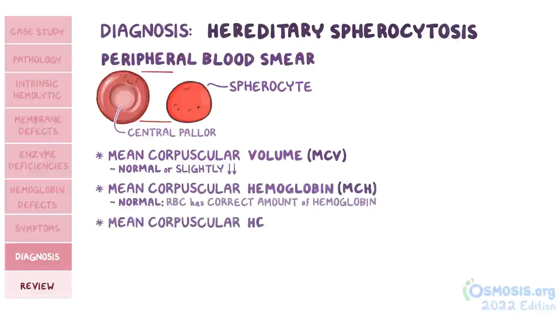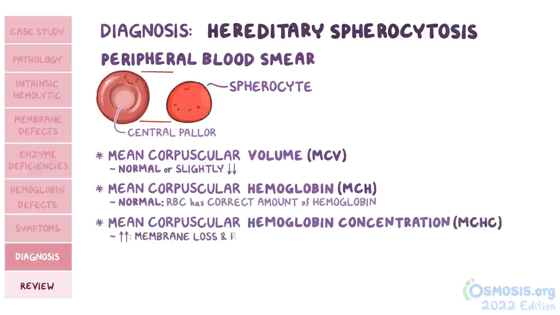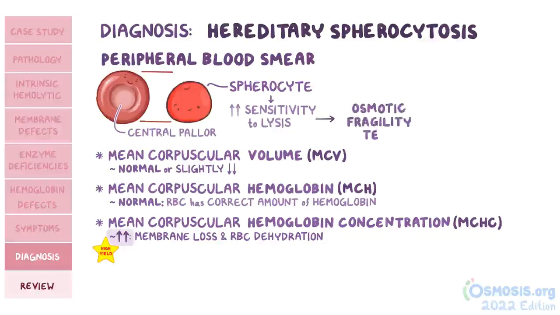mean corpuscular hemoglobin concentration, or MCHC, is increased due to membrane loss and RBC dehydration. So, for the test, remember that increased MCHC can be helpful in making the diagnosis. Spherocytes also have increased sensitivity to lysis in hypotonic solutions, known as the osmotic fragility test.